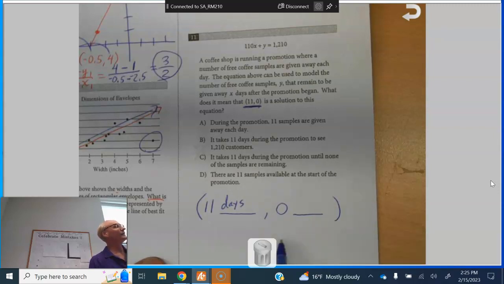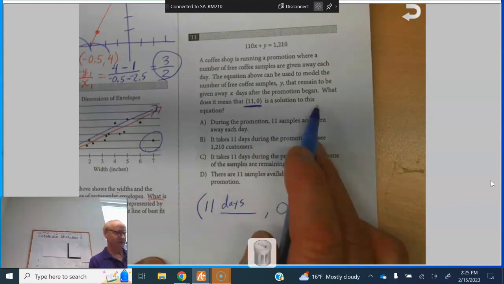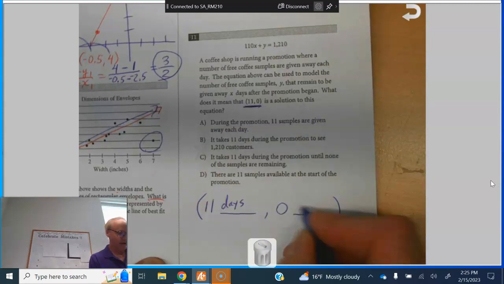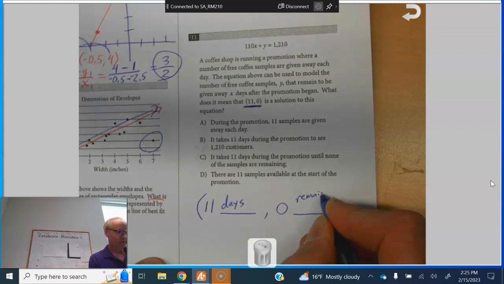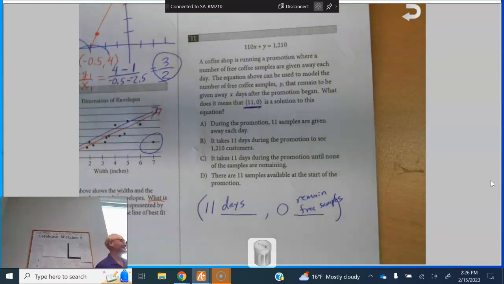What is the Y? What does the Y represent? Read what it says Y is. The remaining free samples, right? So does that answer it?